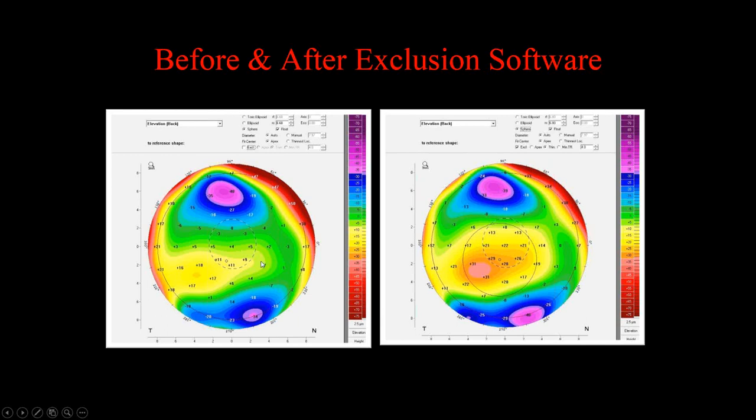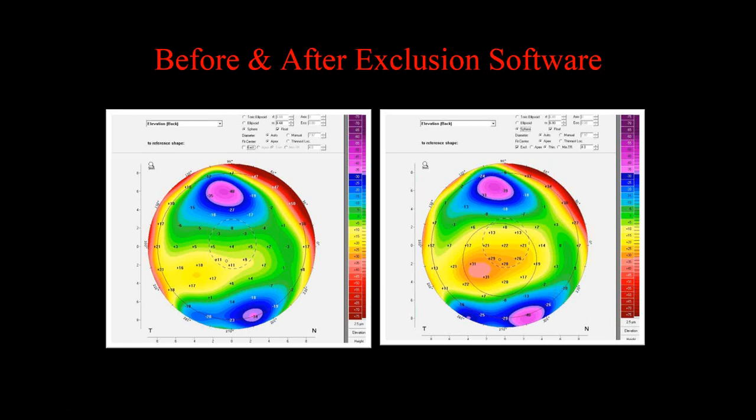We use all the data within the 8mm zone. This is just a pupil. And if we look at that, we recognize an astigmatic pattern, but we also see this area right here that looks like maybe an early positive island.